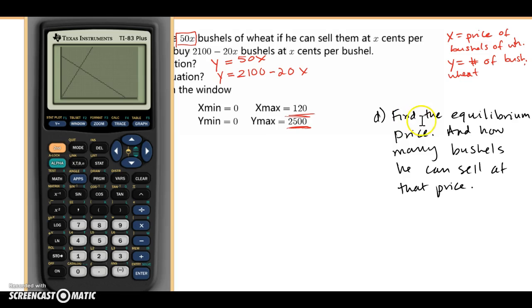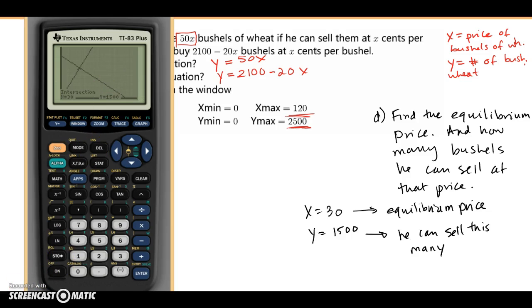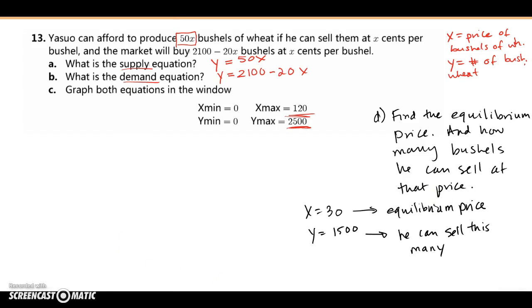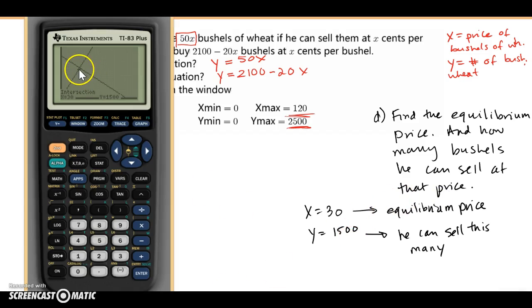So part D asks us to find the equilibrium price and how many bushels he can sell at that price. Well, equilibrium price means the supply and the demand equations meet, so whatever he supplies, that's exactly what people are demanding. So let's go to second, trace, number 5 for the intersect feature. First curve, yes. Second curve, yes. Do you want me to guess? Push enter again, yes. And it gives us the value 30 and 1500. So let's write that down and analyze it. 30 and 1500. So we got x is 30 and y is 1500 from our intersection feature.